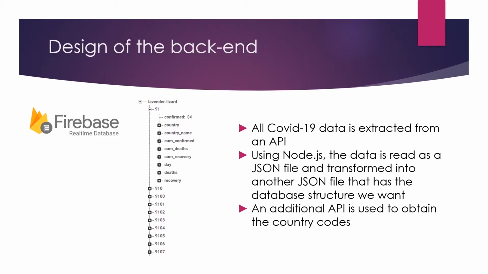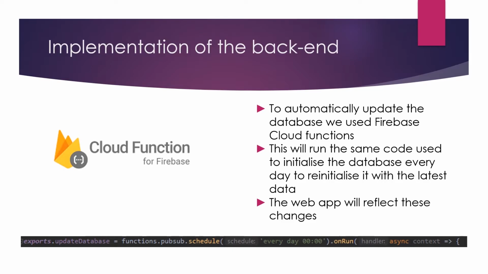To achieve this, we used Node.js to extract the data from the API, transform it into a structure and format we need, and write it to the Firebase real-time database. For example, this allowed us to add in country codes from other API and also format the date correctly. This was successful for initializing the database.